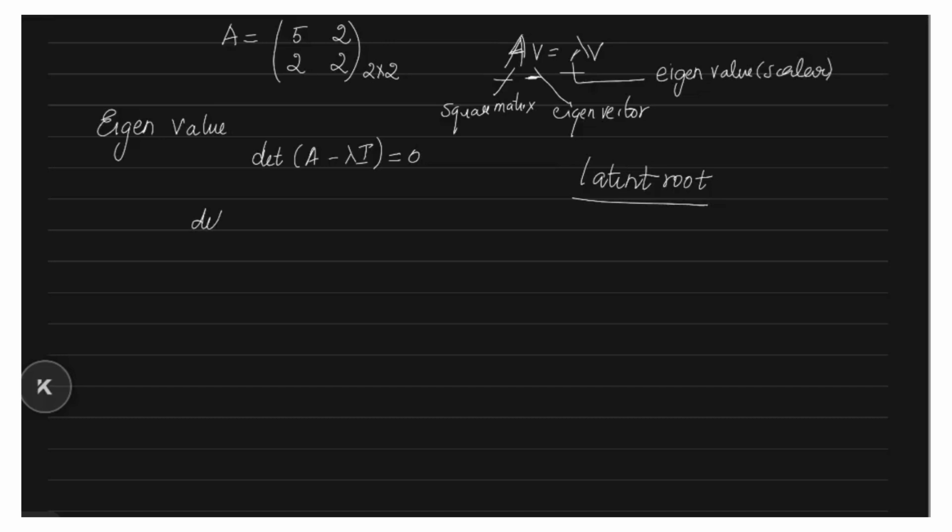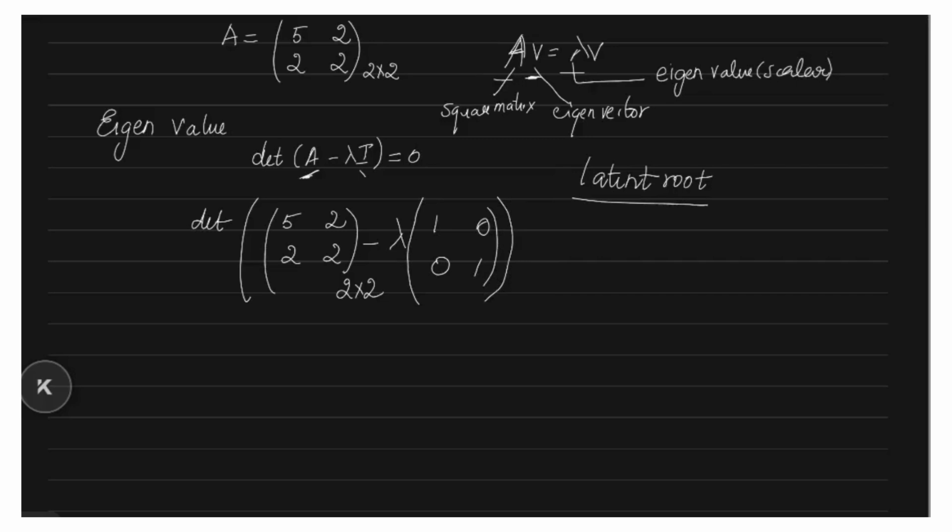So determinant of A, where A is nothing but the given matrix 5, 2, 2 and 2, minus lambda. Lambda is the eigenvalue which we are going to find by solving the equation; until then it will be kept as lambda itself. I is the identity matrix, and its order is the order of A. Here the order of A is 2 cross 2, so I is also a 2 cross 2 identity matrix, 1, 0, 0, 1. The whole thing we have to equate to 0.